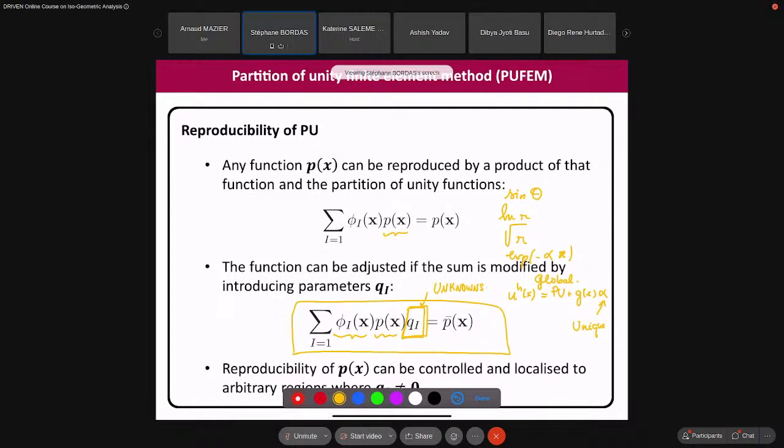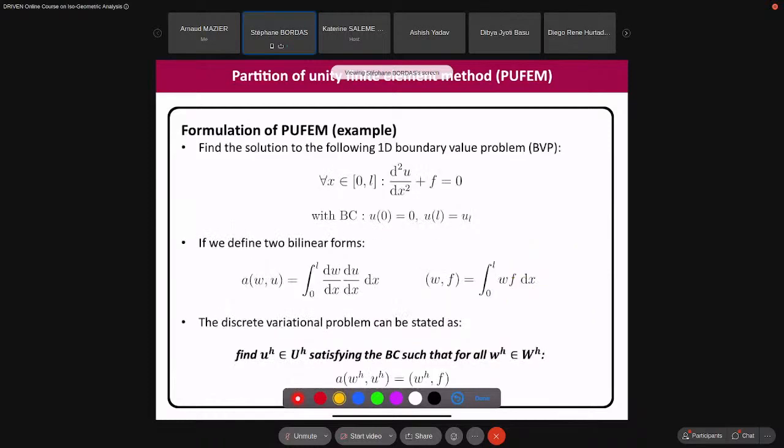Okay, so we're going to see now what that means, because it is really cool. So let's look at an example. That will be a perfect illustration of what we talked about yesterday, actually.